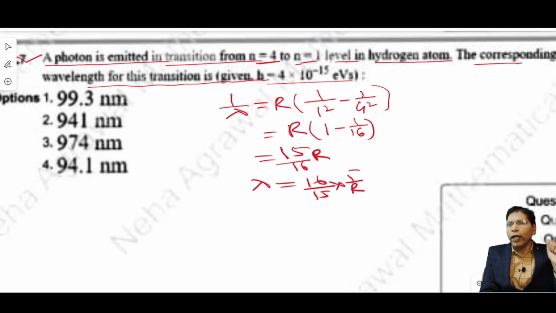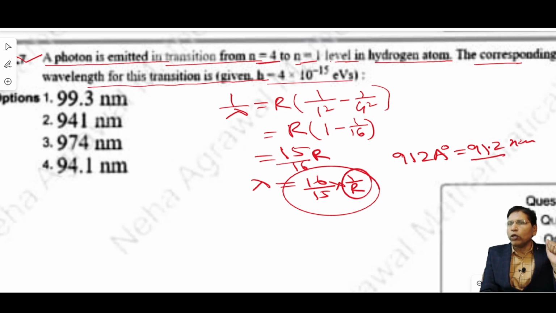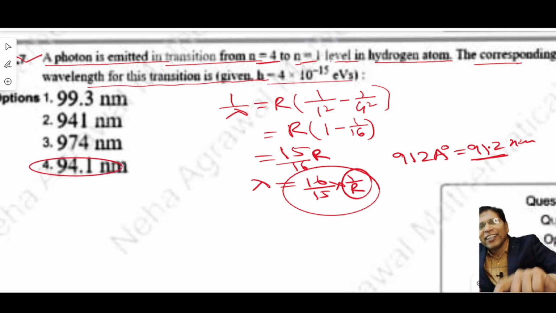Now you know 1 by R equals 912 angstrom, that is 91.2 nanometer. So the option is slightly greater than 91.2. This option is not correct, not correct. This is the correct option. Okay, understood?